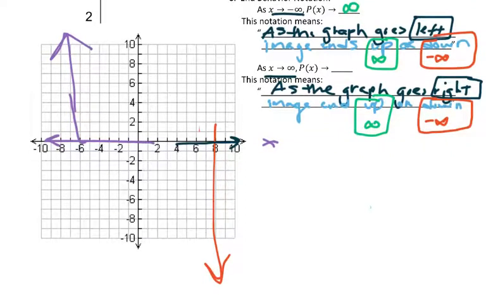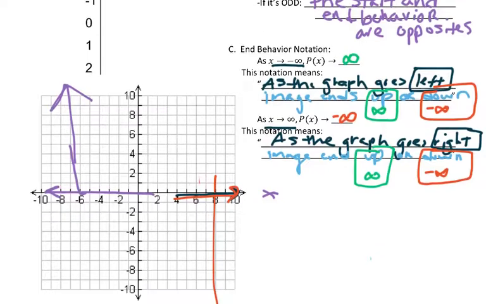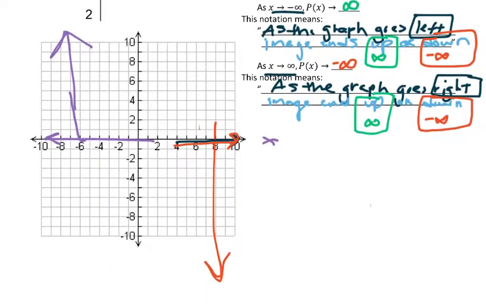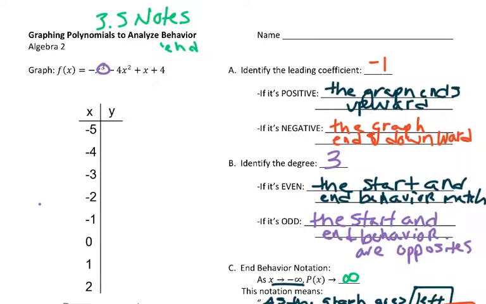Alright, so we kind of already know the answer to that one as well. Again, as it goes to the right, it's going down, so negative infinity. Alright, and so in order to prove that we are going to have this happen, we're going to go ahead and graph. So all we need to do is plug in these points.